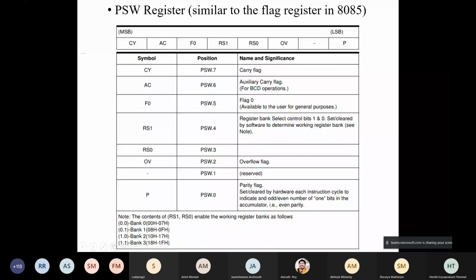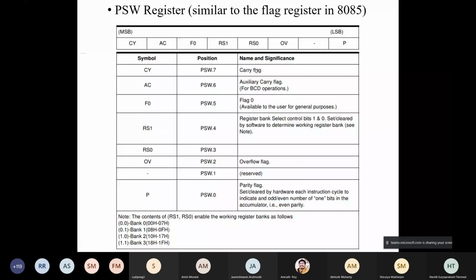So CY is the carry flag, which is the 7th bit, PSW.7. AC is the auxiliary carry. We will see what the auxiliary carry flag is. So carry is generated during addition, or even borrow is generated during subtraction. That kind of carry or borrow is stored in the CY flag if it is beyond 8 bits. The 9th bit carry, or the borrow that gets generated at the 9th bit in subtraction, gets stored in the carry flag. So it's actually a carry/borrow flag, but the main use is carry.